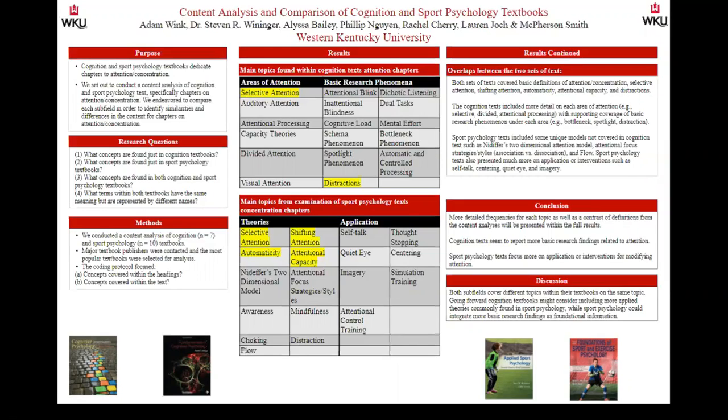Going forward, cognition textbooks might consider including more applied theories commonly found in sports psychology, while sports psychology could integrate more basic research findings as foundational information. Now, this will conclude my presentation of the content analysis and comparison of cognition sports psychology textbooks.